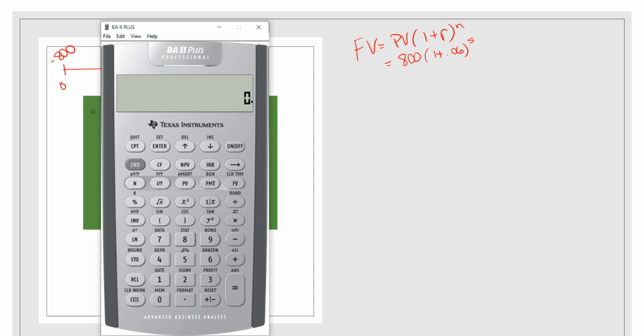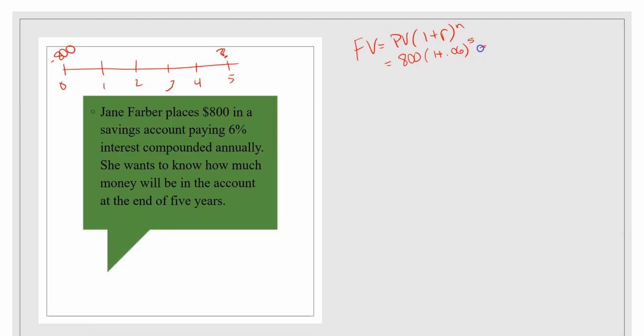Let's work that on our financial calculators. So we first start with what's inside the parentheses, the 1 plus 6%, 1.06. We need to raise that to the 5th power. To do that, we need to use the y to the x button, and then 5 equals 1.338, and multiply that by 800. So just make sure you follow your order of operations. You get $1,070.58. That is how much Jane will have at the end of the 5th year, earning 6% on her investments if she left it alone for 5 years.